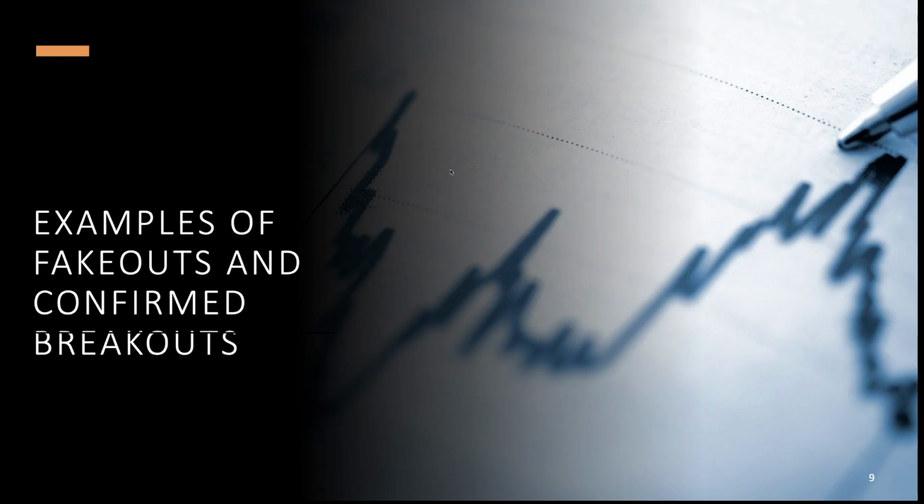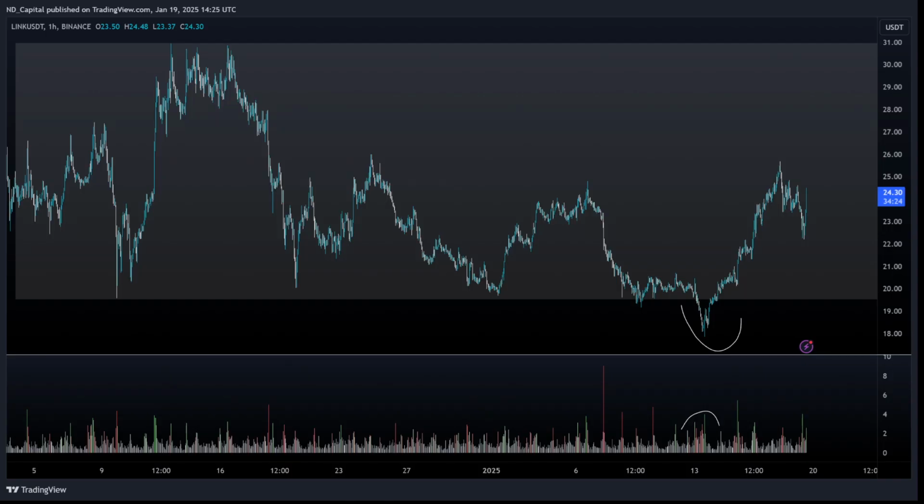Now, examples of fakeouts and confirmed breakouts. In this screenshot, you can clearly see this is LINK on the 1 hour time frame. You had a very clear range high, range low. You came into the range lows with an increase in volume, and people were shorting this breakout. And then what happened? We squeezed them up.